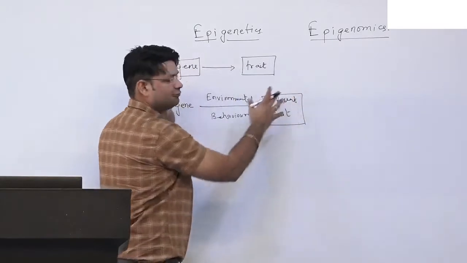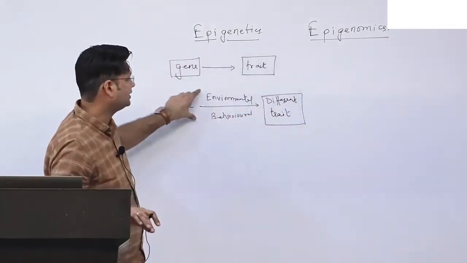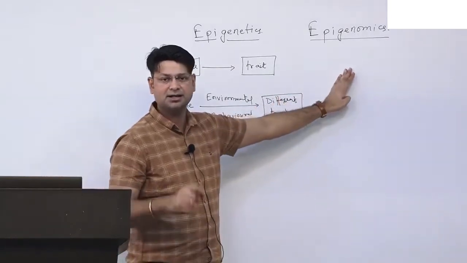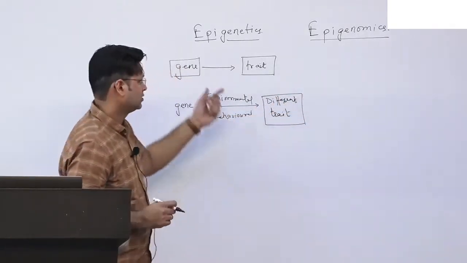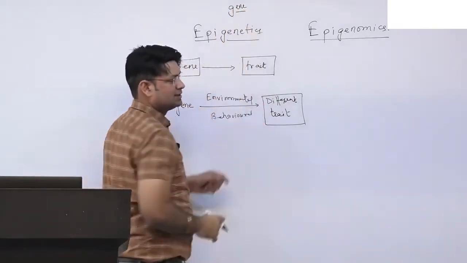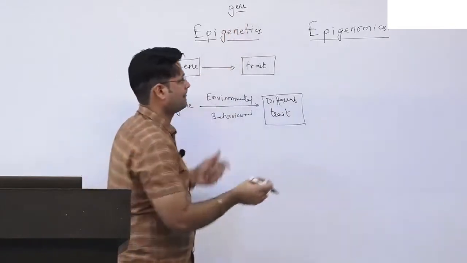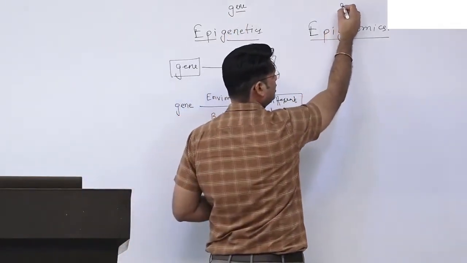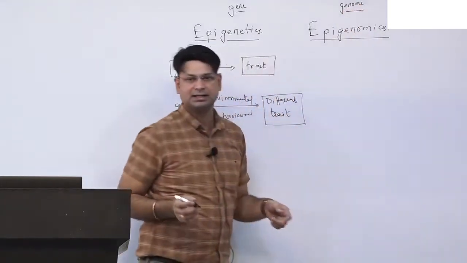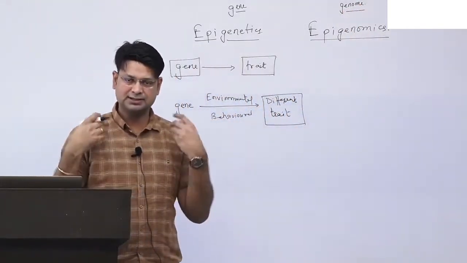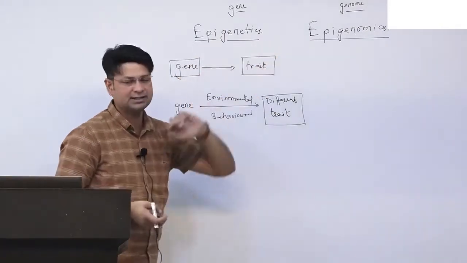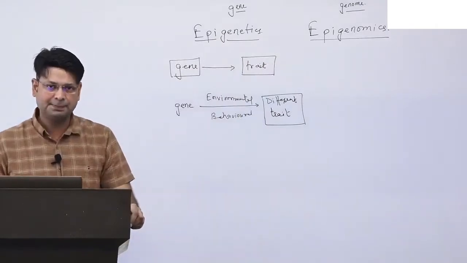So the totality of all these epigenetic changes in any one individual is studied under epigenomics, right? So the difference is the same as gene and genome, right? A gene is a single sequence, and a genome is the totality of all genes that are present in a cell, or you can say in your entire body, right? So gene and genome, similarly epigenetics and epigenomics.